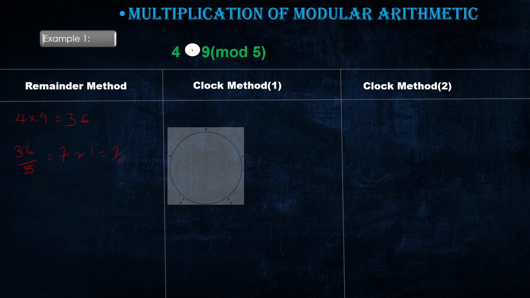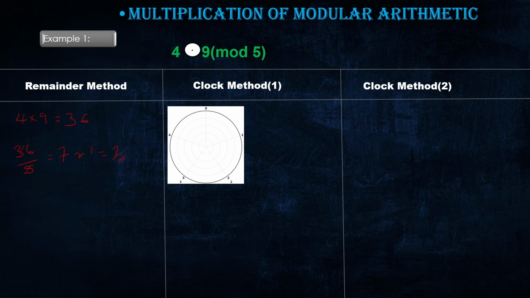For clock method 1, 4 times 9, as we said, is 36. Then it's going to roll around the clock 7 times and stop here. Then 30, that will be 35. Then here I'll make it 36. So our answer is 1.